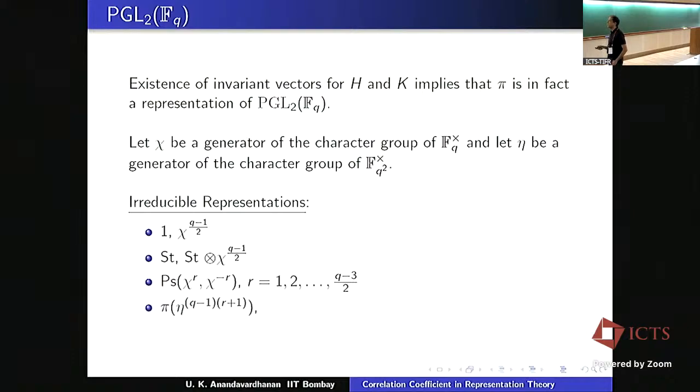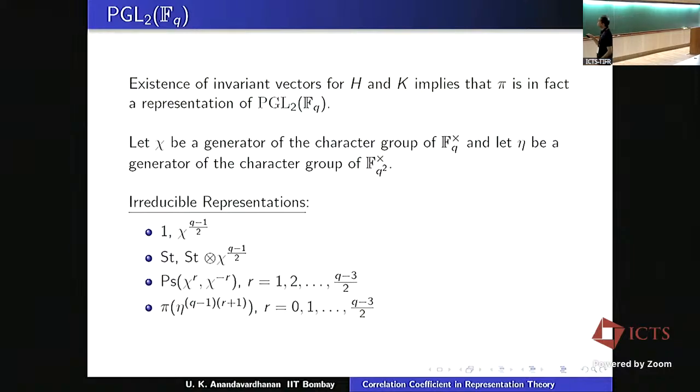And then there are the cuspidal representations, which are associated to the quadratic extension. So we have fixed a generator here, and in terms of that, you can write down other characters. I have used this notation, putting an r plus 1, because stating the theorem is convenient that way. So you have these cuspidal representations here. How many are there? r can vary from 0 to (q minus 3) by 2.